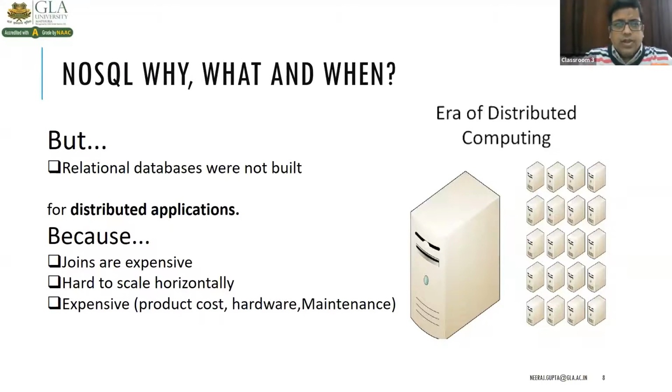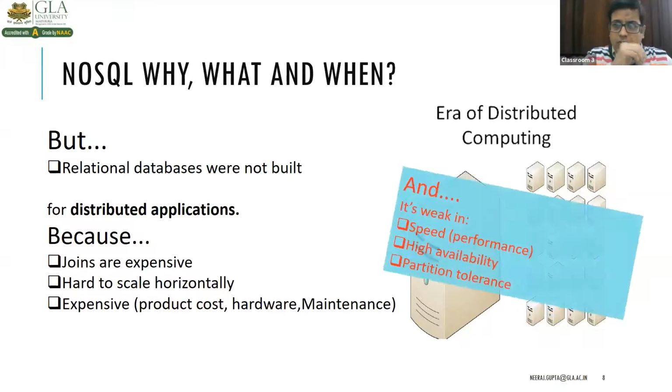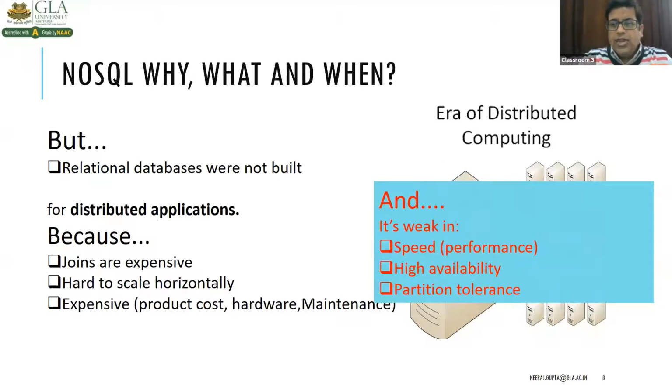And it is very expensive, like product cost and hardware maintenance, that is very expensive. And it is weak in what? Speed, performance. As you see, when you load Oracle on your system, it gets slow. The software is very heavy, right?